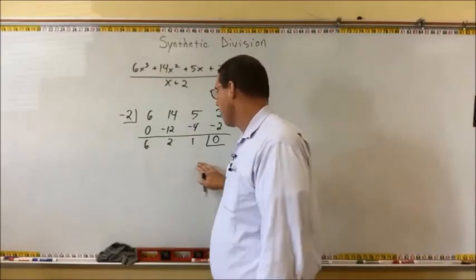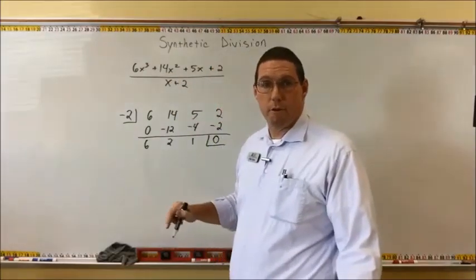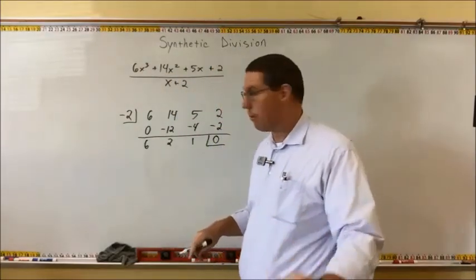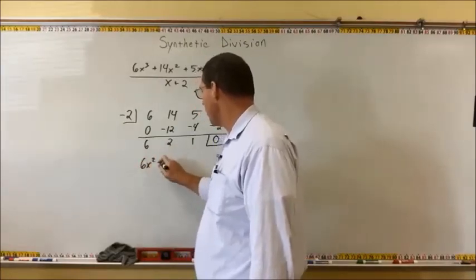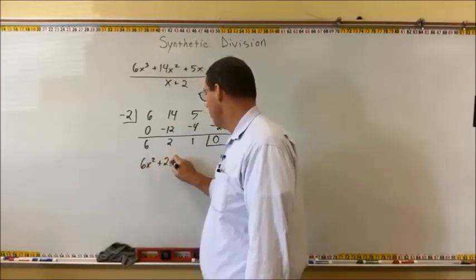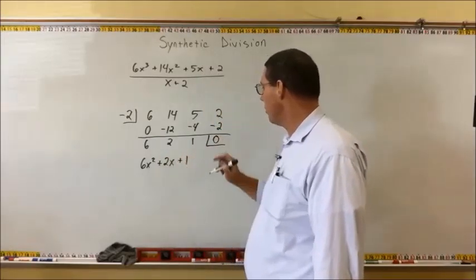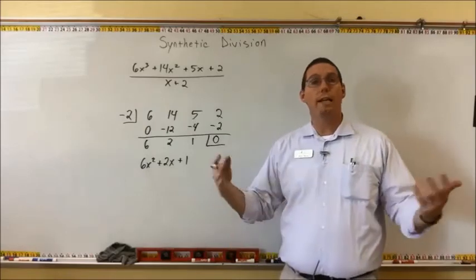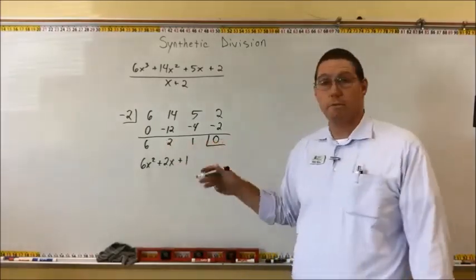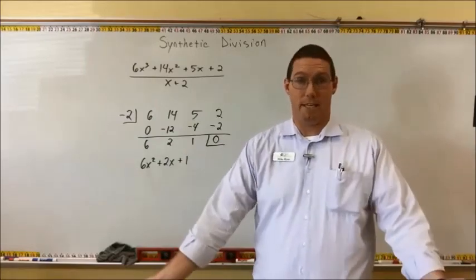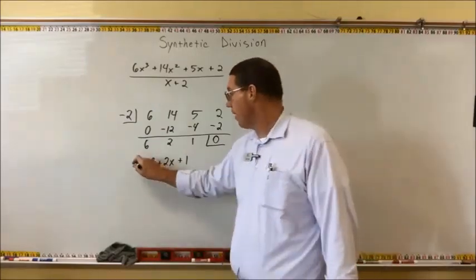Now, let's write our answer. It started out as x to the 3rd power, so our answer is going to start off as x to the 2nd power, right? So this is going to be 6x squared. We got a positive 2, so that's plus 2x, and a positive 1, so plus 1. And what are we going to write for the remainder? We are going to write nothing. When there is a 0 for a number, we skip it. We don't even write that part of the polynomial. So this is actually the final answer.